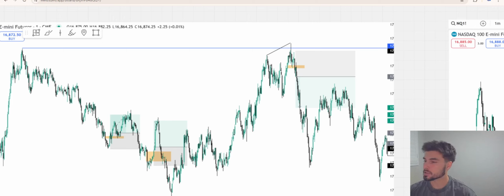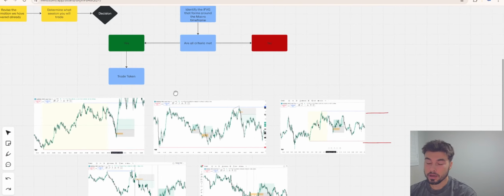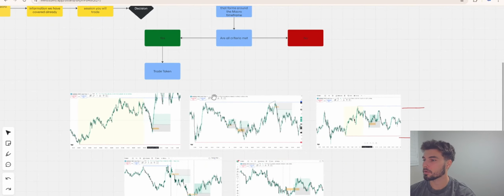You pair that with a sweep of liquidity, with premium and discount, and with all these other confirmations we're talking about, and you have a really easy to implement and really solid model. This is all I use. All the payouts I've gotten have been from this macro model, not from the 2022 model, not from the unicorn model. They both work, but all from this model. So many people are finding success using this because it's easy to look at.